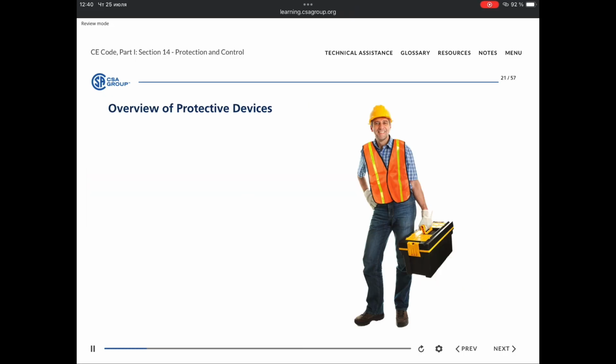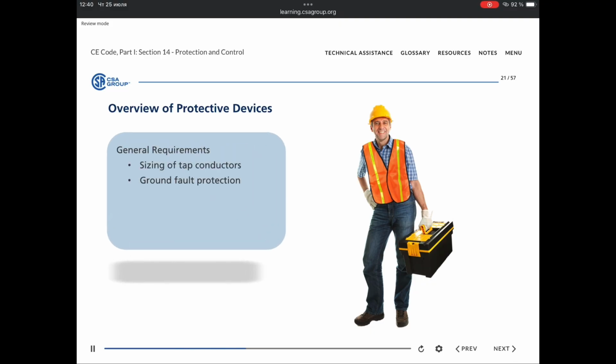The following about protective devices will be reviewed. General requirements including sizing of tap conductors and ground fault protection. Then fuses and circuit breakers will be discussed.